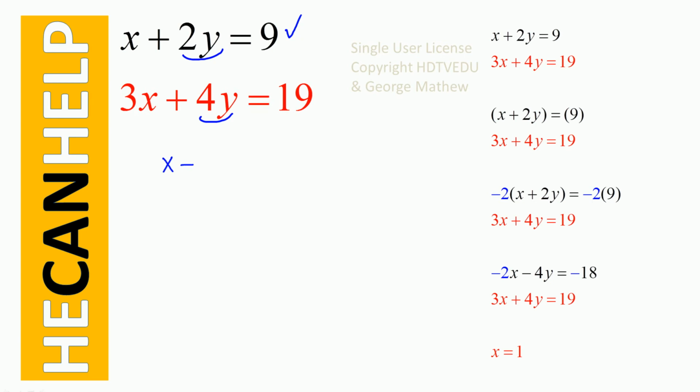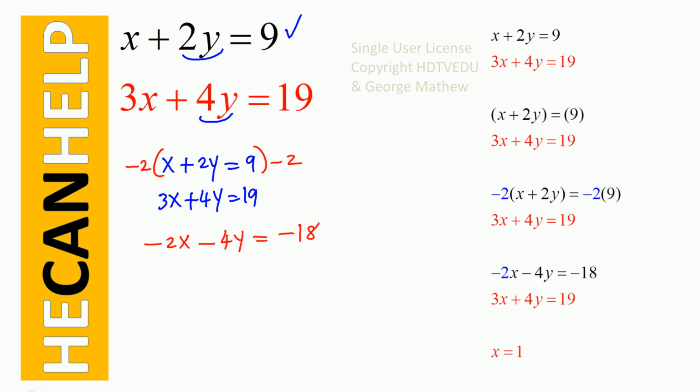So we have x plus 2y is equal to 9, 3x plus 4y equals 19. What do we do? We multiply the first equation by negative 2. So you have negative 2x minus 4y equals negative 18. And we have 3x plus 4y equals 19. Now we add.